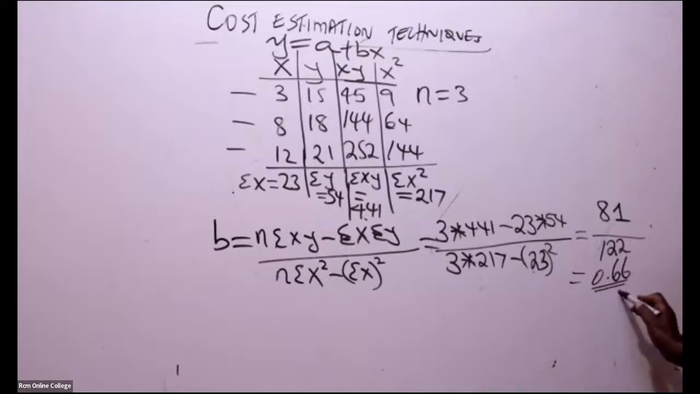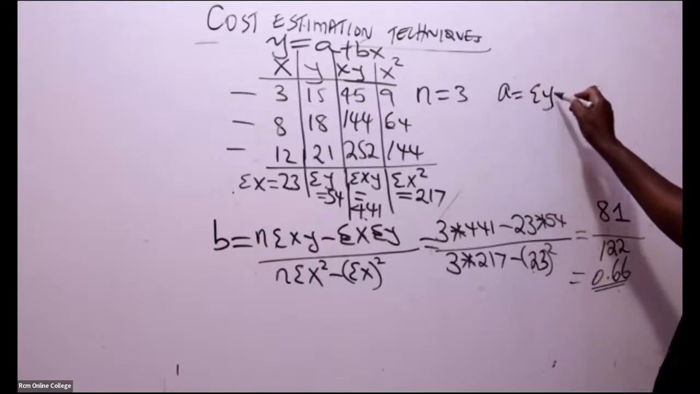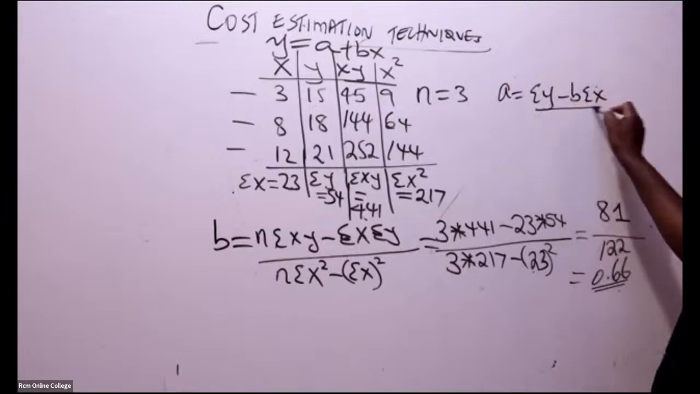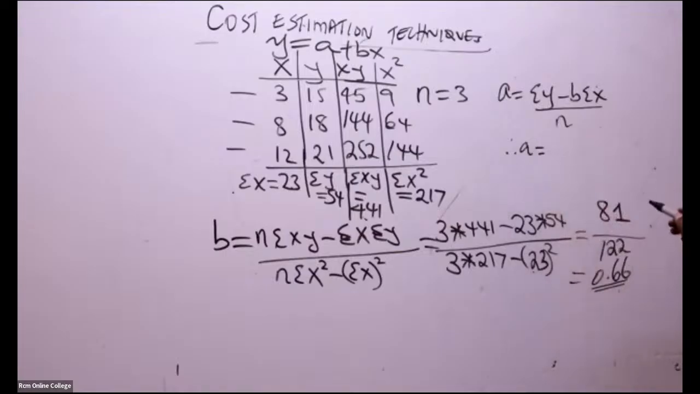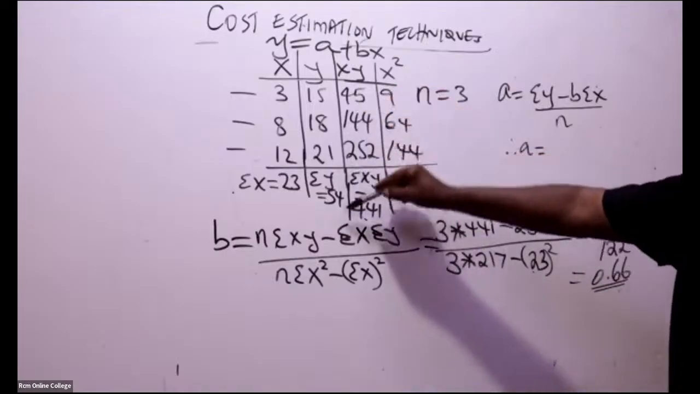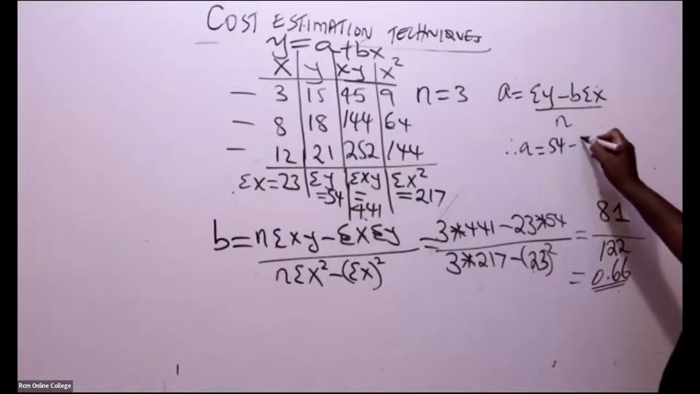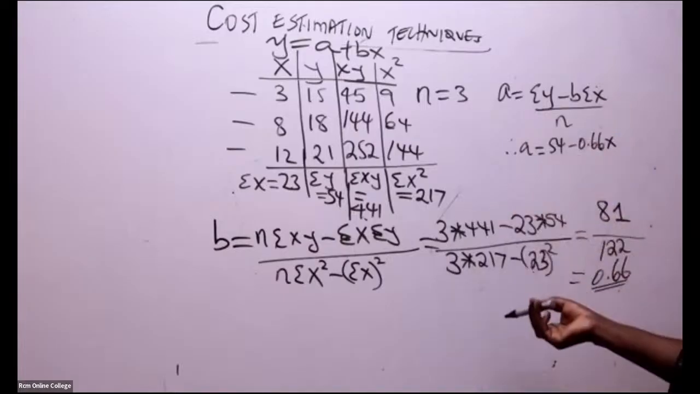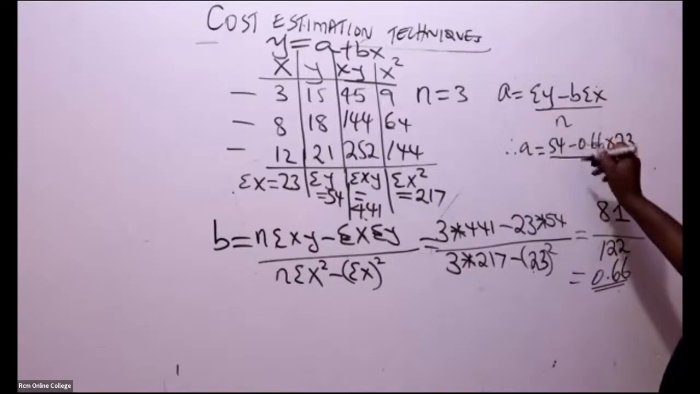Thank you so much. So from there, please go ahead and give us the value of A, which will be summation of y minus b summation of x all over n. Therefore, A will be summation of y. Summation of y, we have it. It is 54. Minus the b that you have just gotten here, which is 0.66, times summation of x. Summation of x, ladies and gentlemen, here is 23. Everything to be divided by our n, which is 3.